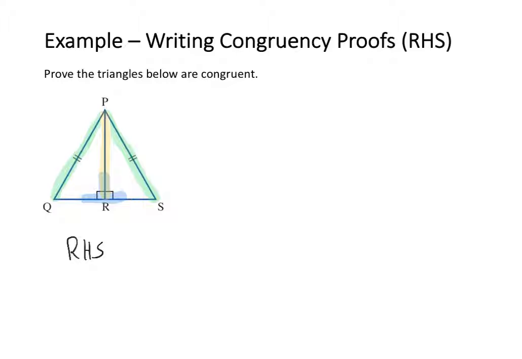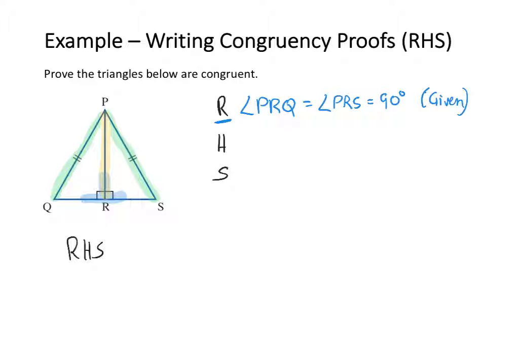So now that I've got my rule, I can go ahead and write RHS and then start writing my proof. So the first line has to prove that I've got 2 right angle triangles. So angle PRQ is equal to angle PRS. Now, when I do right angle hypotenuse side and I'm proving my right angle, I also need to say that those 2 angles are equal to 90 degrees because I need to prove that they are right angles. And I know that because the information is given.